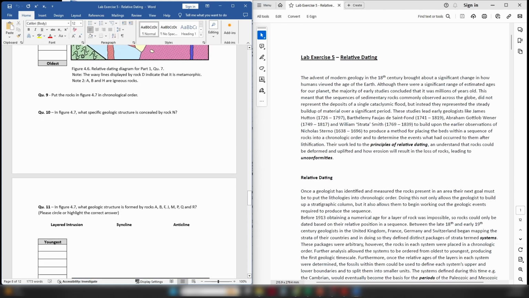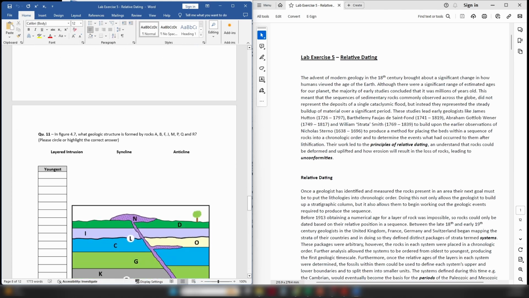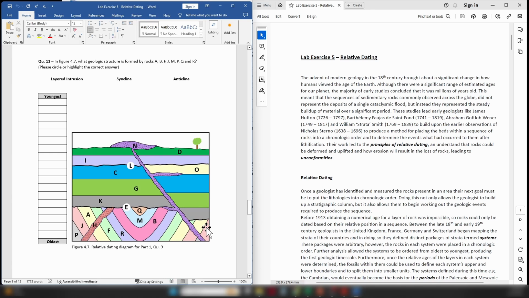So here we go. Once you've put the rocks into chronological order, which is question 9, you'll then move on to question 10. That says in figure 4.7, what specific geologic structure is concealed by rock N? When I say specific, I mean specific. Don't just say, oh, it's a fault or it's a fold. If it's a fold, for instance, is it an anticline or a syncline? If it's a fault, is it normal? Is it reverse? Is it strike slip? I want you to be accurate about what feature is being hidden by the igneous rock N.